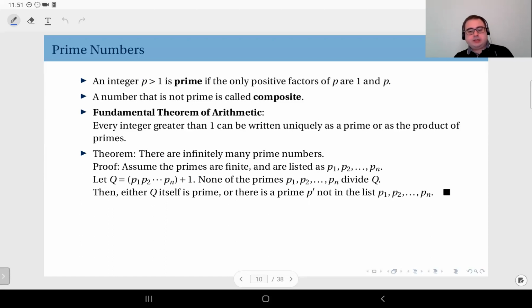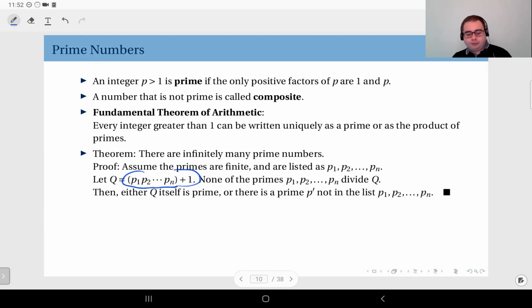Now, assume that there are finitely many prime numbers. In this case, we can list them, P1 through P sub n. This means there are n prime numbers. And define the number q equals P1 times P2 times ... Pn plus 1. Now, obviously, all of these prime numbers, by definition, are integers. So this product is an integer. You add 1, you get another integer. So this number q always exists for any list of primes.